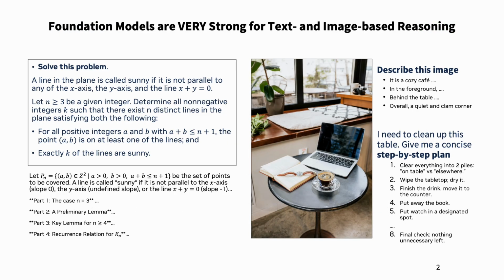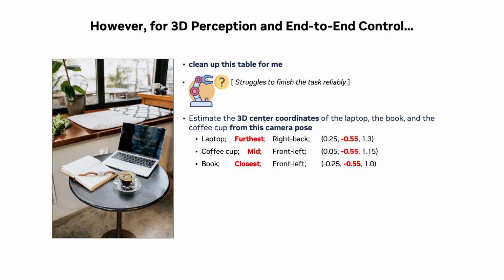Foundation models today are remarkably strong at text and image reasoning. Large language models can solve Olympiad-level math problems. Vision language models can describe complex scenes or generate step-by-step plans from a single image, all with little to no effort. But when it comes to 3D perception and embodied control, the story is very different.